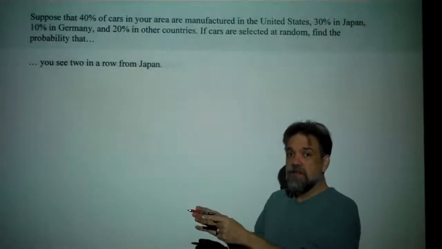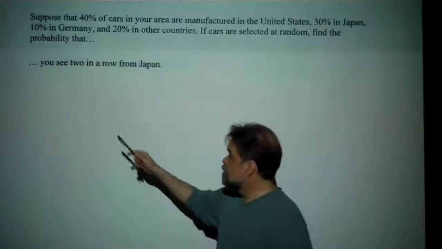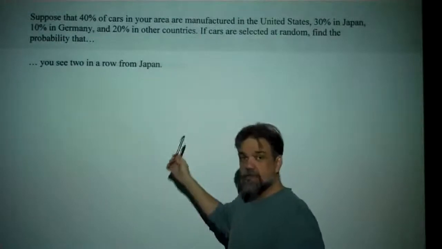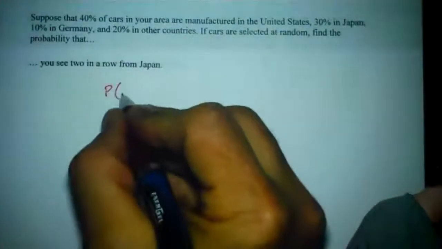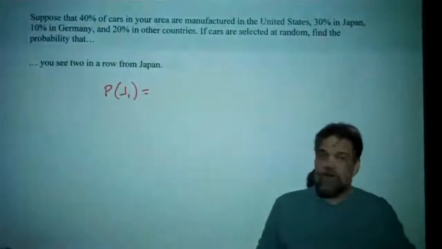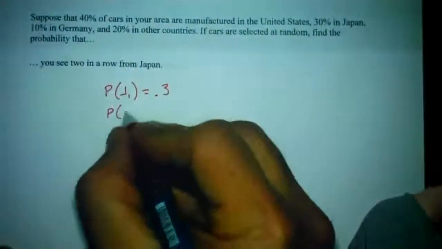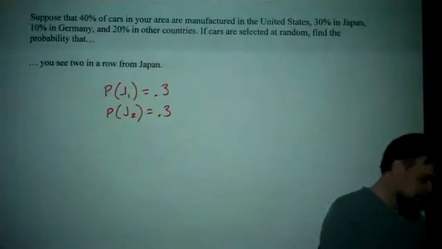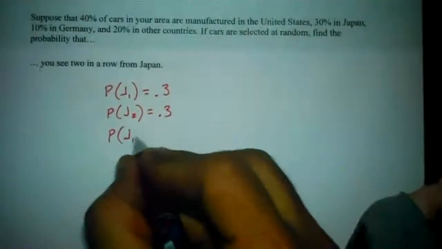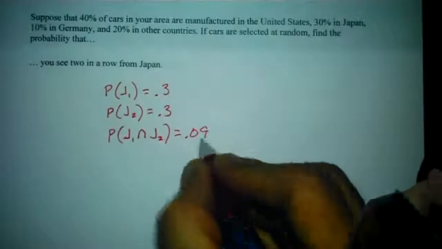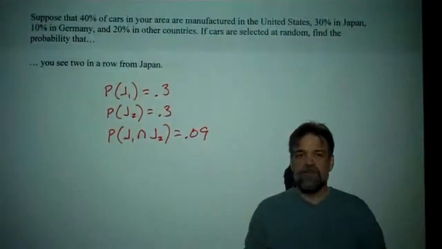And if they're independent events, that means in order to find the probability that first car is Japanese and second car is Japanese, would be probability first car being Japanese times the probability of the second car being Japanese, our multiplication rule. Okay, so I'll say the probability of, and I'll call this J1, that'll be the probability of the first car being Japanese, that is 0.3. And the probability that the second car is Japanese is also 0.3. And since these are independent events, then the probability of the first car being Japanese and the second car being Japanese is 0.09. 0.3 times 0.3 is 0.09.